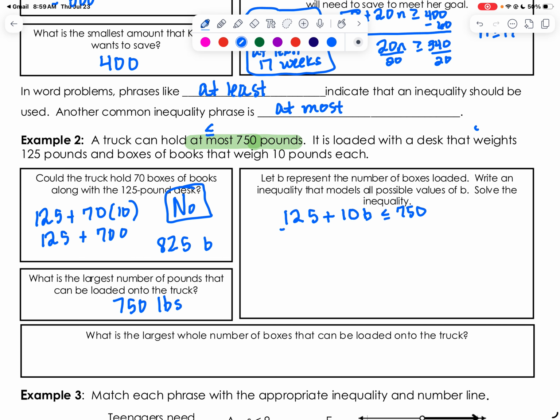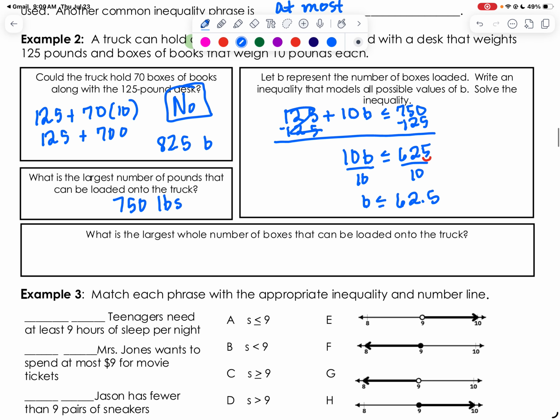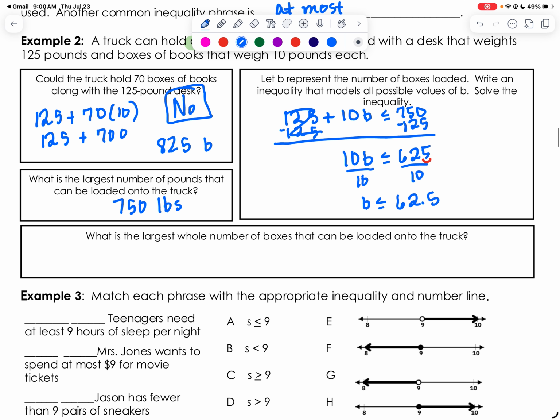Now to solve this, we'll subtract 125. So this would zero out, and we would get 10b is less than or equal to 625. Divide both sides by 10, and you get b is less than or equal to. Now remember, when you're dividing by 10, you don't need long division. It just moves your decimal in one place. So this would be 62.5. Okay, so the number of boxes has to be less than or equal to 62.5.